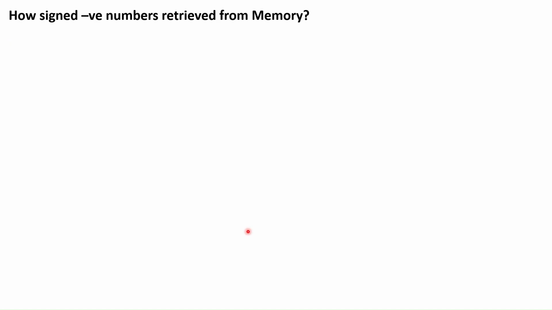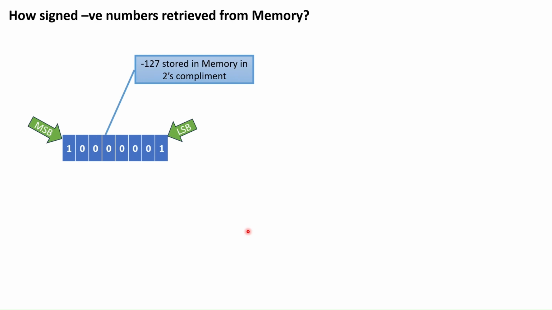Now if you have negative numbers stored in memory in binary format, how will they be retrieved back? Let's say you have stored this, where there is a most significant bit and a least significant bit. Actually this value is minus 127, as we discussed in the earlier slide. Now let's see how it will be converted back to decimal. First it will look at the most significant bit. If it is 1, that means it is a negative number; if it is 0, it is a positive number. In our case it is 1, so it will be a negative number.